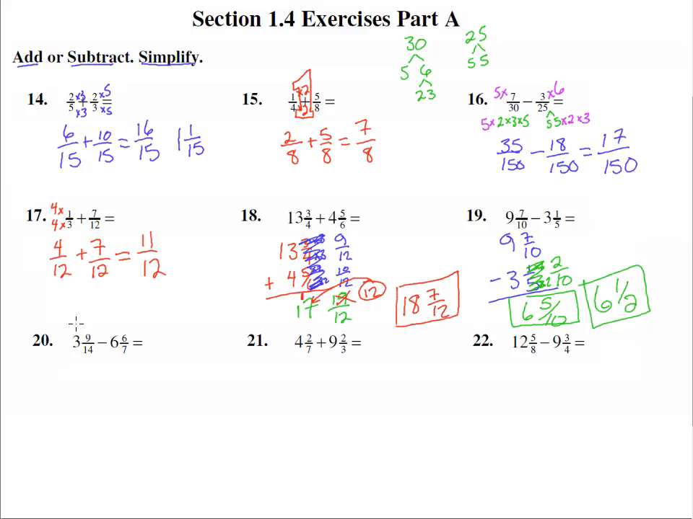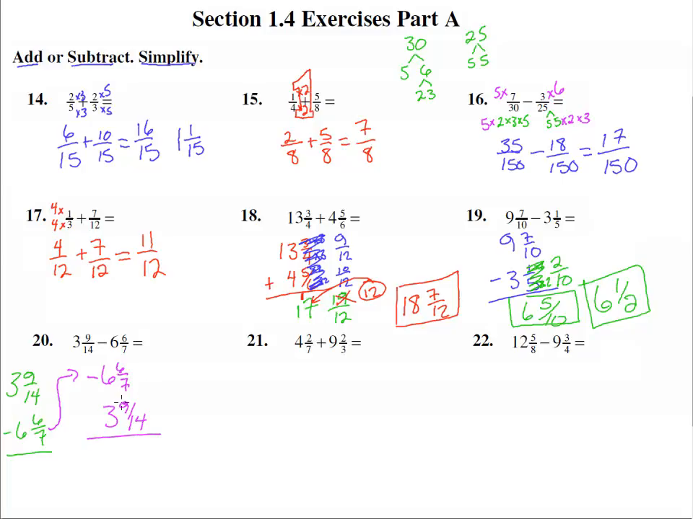Good. Number 20. 3 and 9/14 minus 6 and 6/7. This is upside down. We've always got to subtract with the larger one up on top. So let's write this as 6 and 6/7 minus 3 and 9/14.